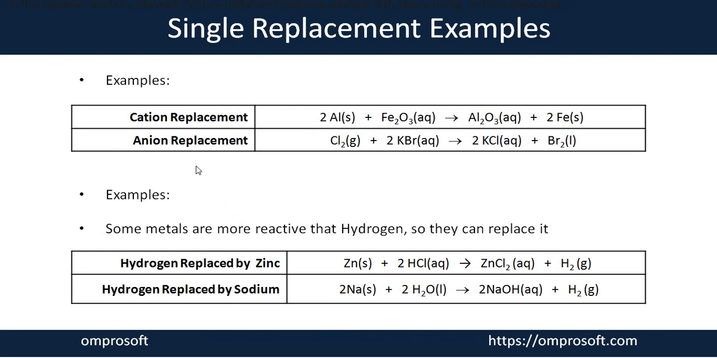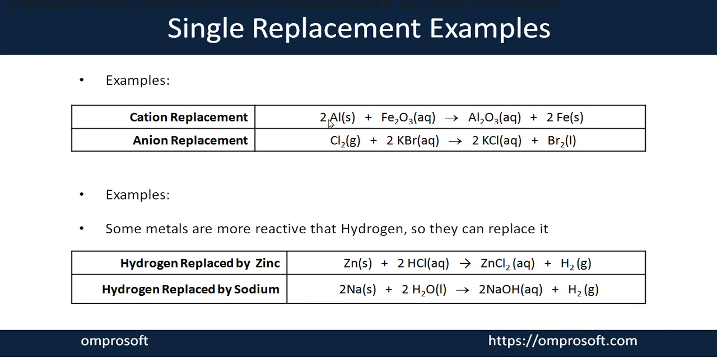Cation replacement means a single replacement reaction in which a cation replaces another cation, meaning one metal replaces another metal on the basis of reactivity. So here you have aluminium and iron oxide, and because aluminium is more reactive than iron, aluminium is able to replace iron and form its own compound, aluminium oxide. The iron which is replaced is left over as an element.